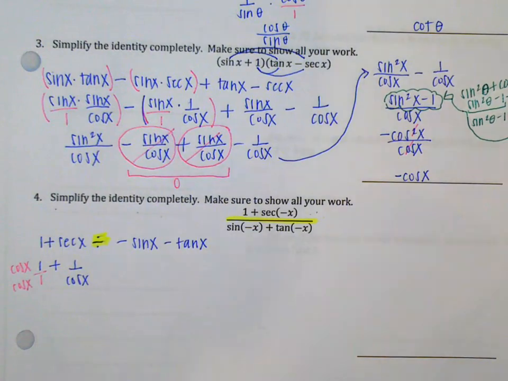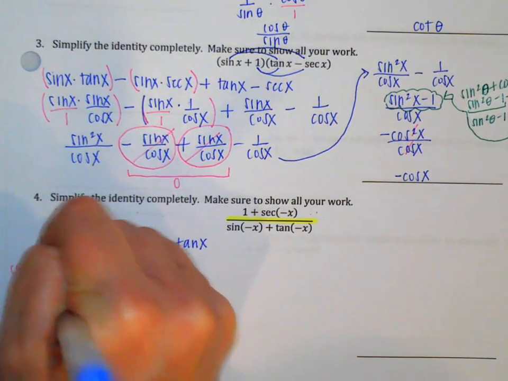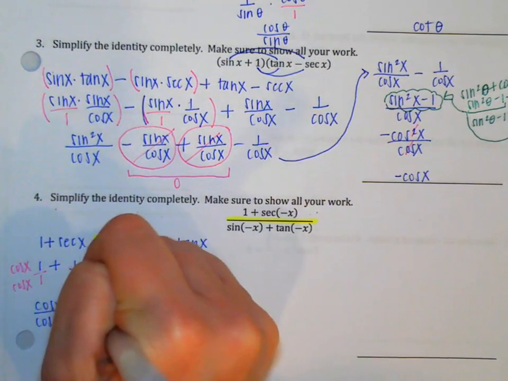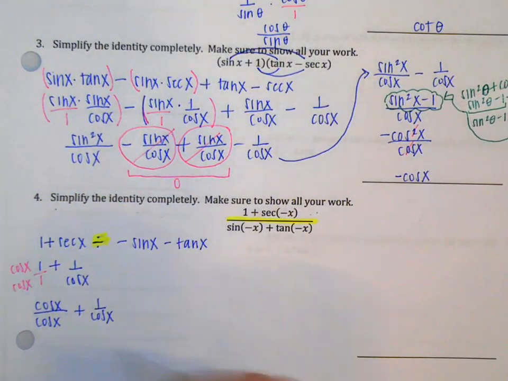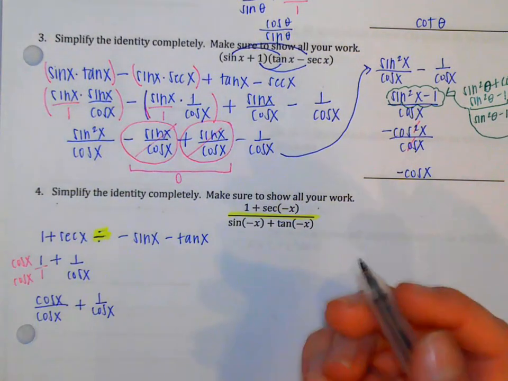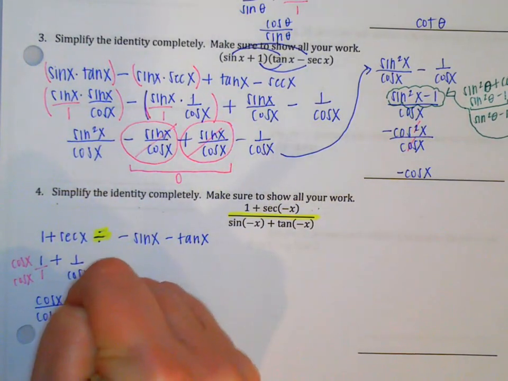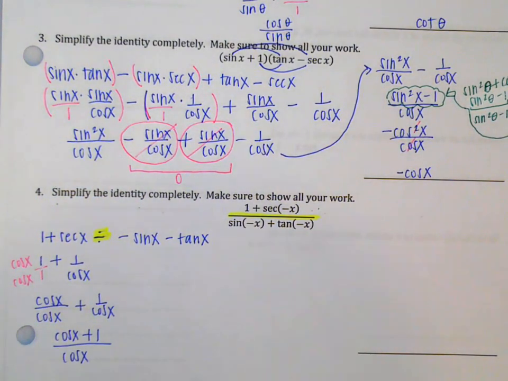And so that would be cosine x all over cosine x plus 1 over cosine x. And now that they have that common denominator, I can write it as a singular fraction. So I have cosine x plus 1 all over cosine x. Okay. So essentially, there's not much more I can do with the left-hand side. There's nothing I can cancel. I've written it as one singular fraction. Everything is in terms of sine and cosine. So now I'm just going to move over to the right side.